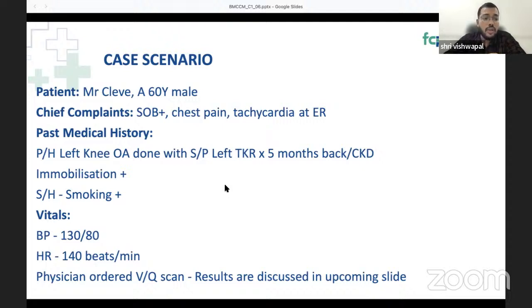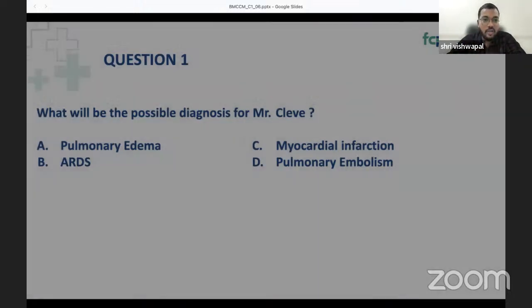Okay, in the ER when they checked the vitals, the heart rate was about 140 beats per minute, and the BP was around 130 over 80 mmHg. After seeing these complaints and the medical history, the physician directly ordered a VQ scan, ventilation-perfusion scintigraphy, and we'll discuss the results in the upcoming slide.